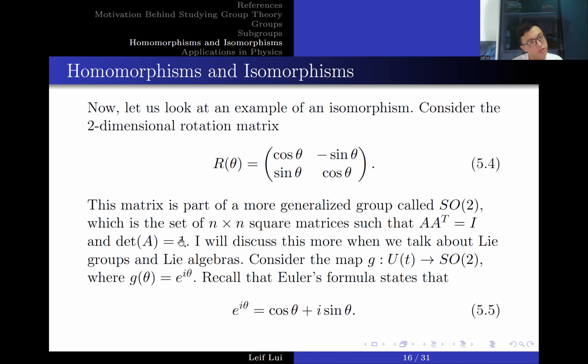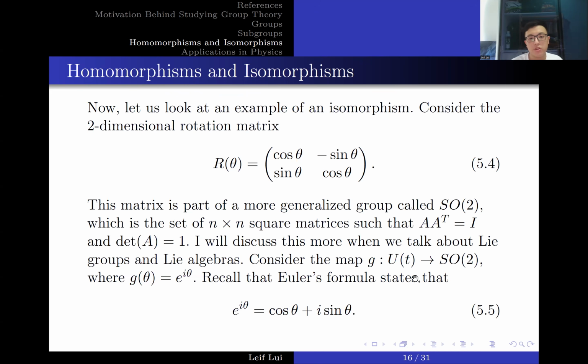And here you can clearly see that the determinant is 1, because cos times cos is cos squared, minus sine times minus sine is cos squared plus sine squared, which is equal to 1. But I will discuss the SO3 groups when I discuss the algebras more.